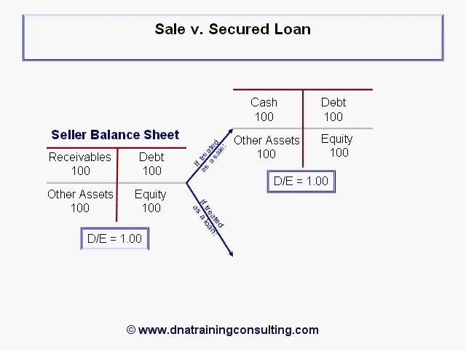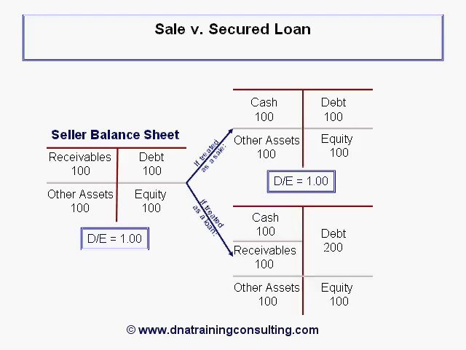If, however, the transaction is treated as a secured loan for accounting purposes, then under this treatment, the receivables would remain on the seller's balance sheet. The seller would add $100 of cash into its assets and would increase its debt to $200. Of course, this causes the debt-equity ratio to double, presumably a very undesirable outcome.